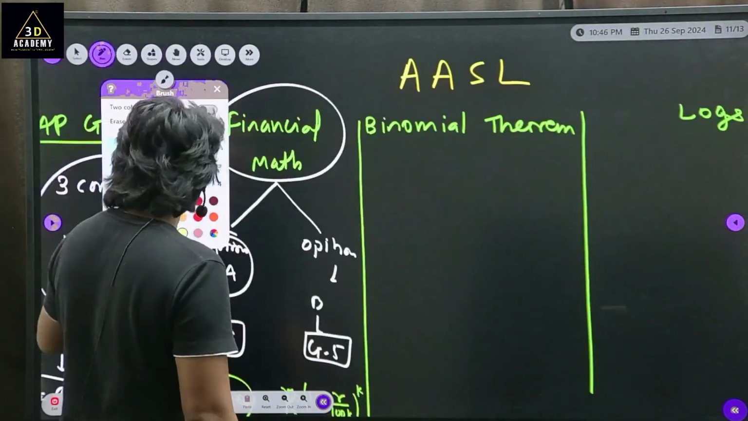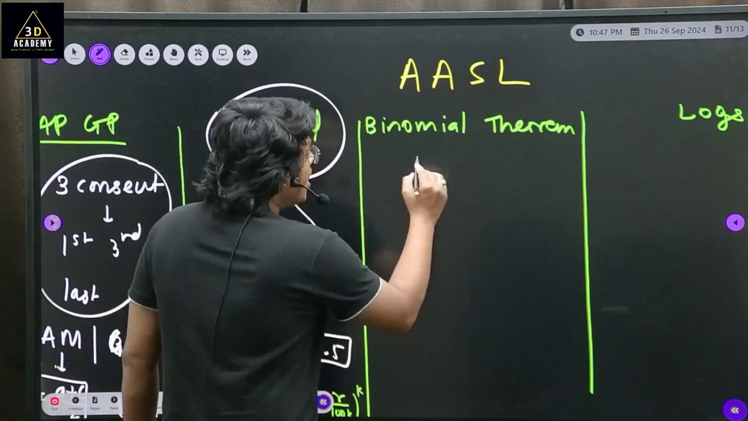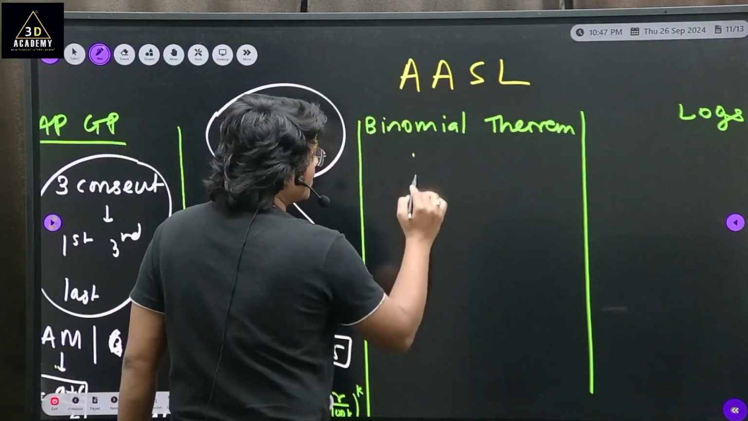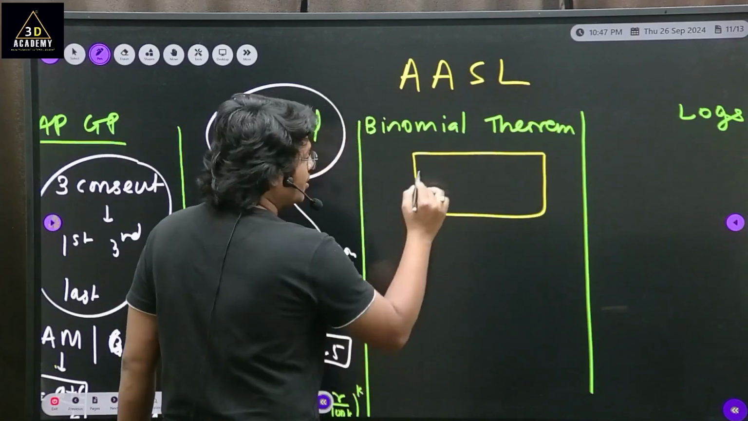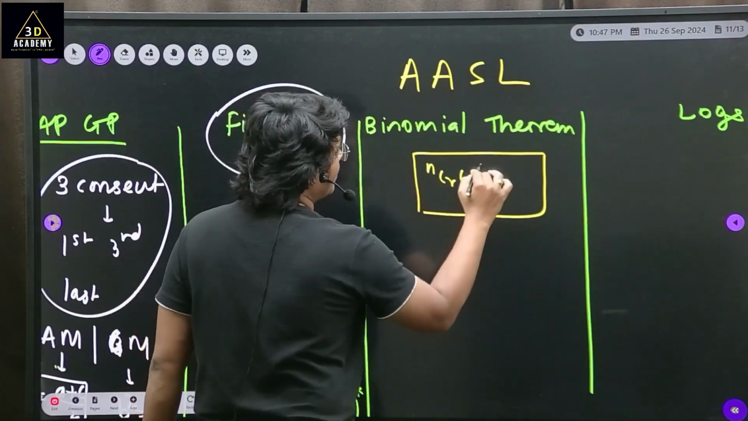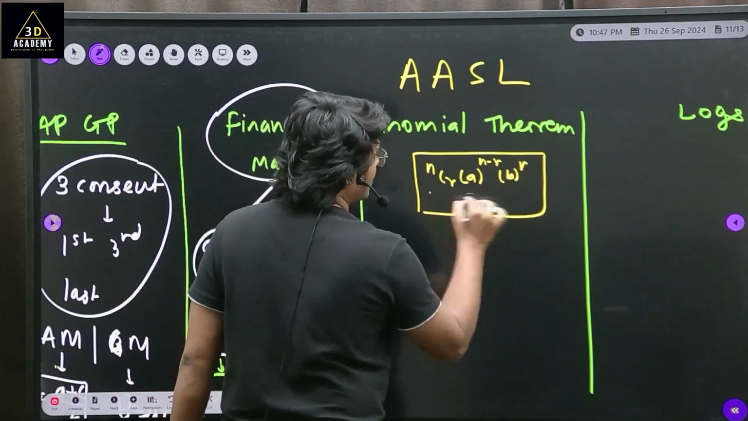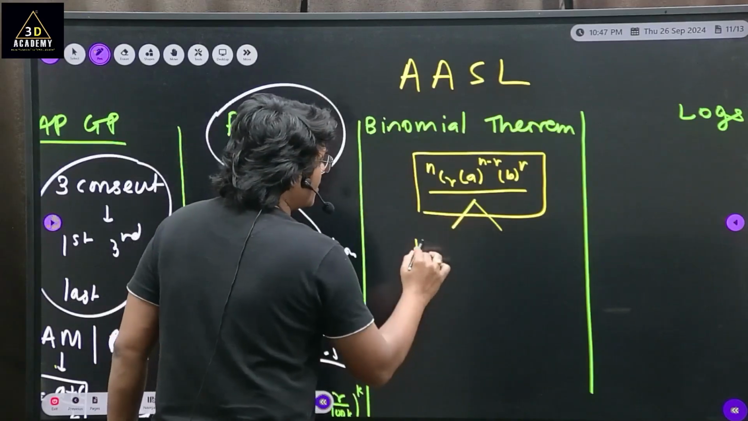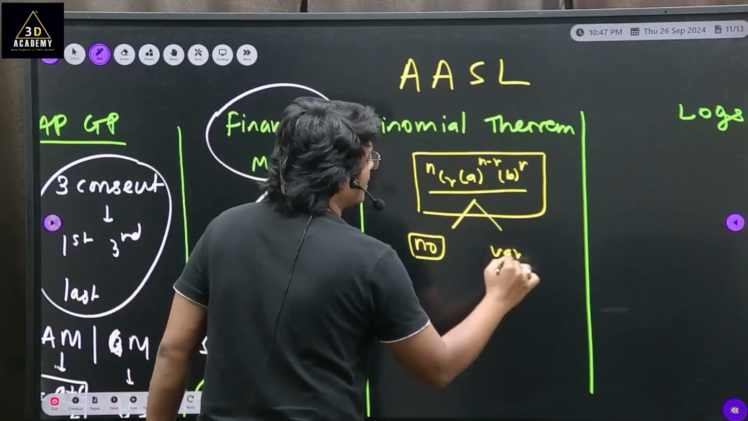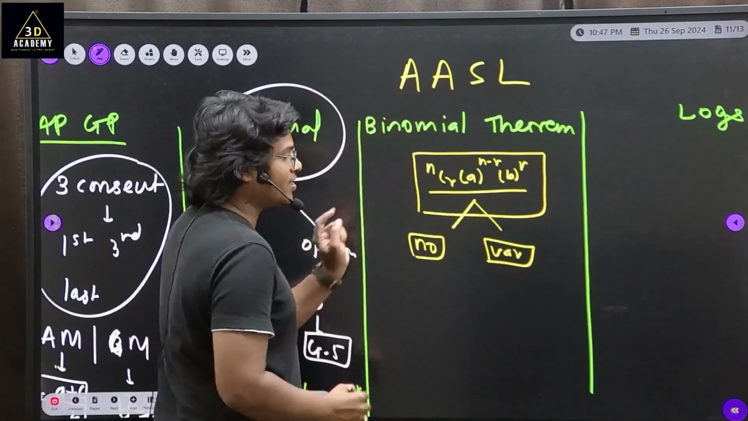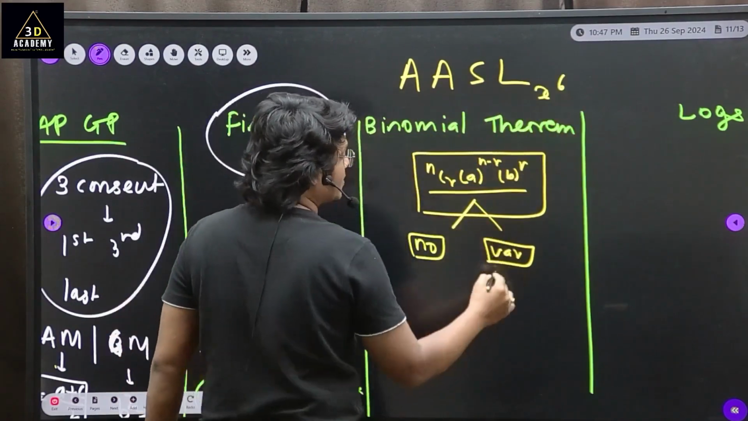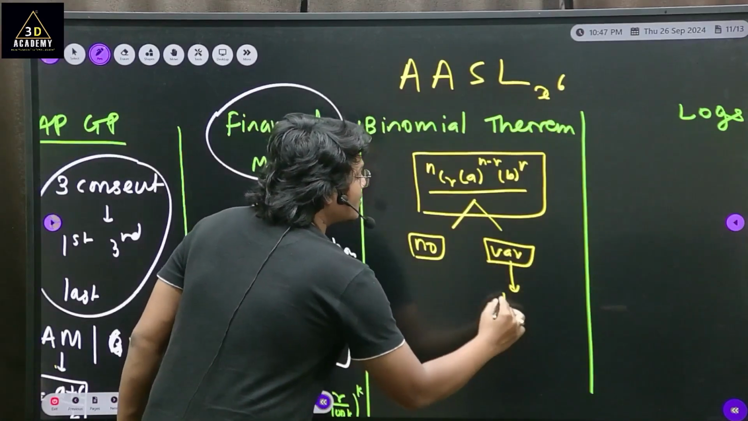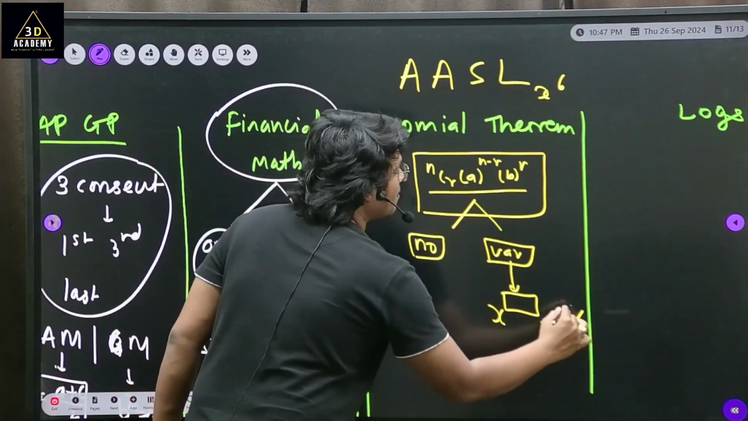binomial theorem. In binomial theorem, you need to remember one thing. Whenever you are getting a question, write the general term. General term: nCr a raised to power n minus r, b raised to power r, and simplify. When you are writing this step, you separate your number terms and your variable terms. Whatever is given in the question, let's say in the question they have given x raised to power 6, then compare your x's general power with the given power.